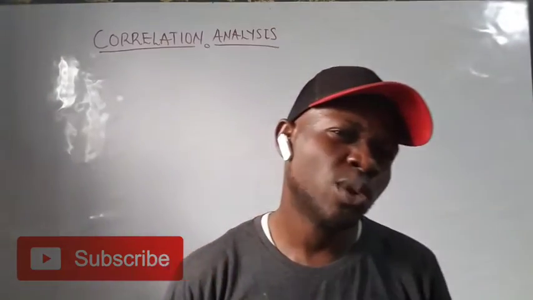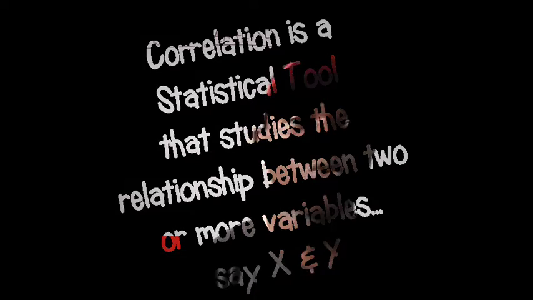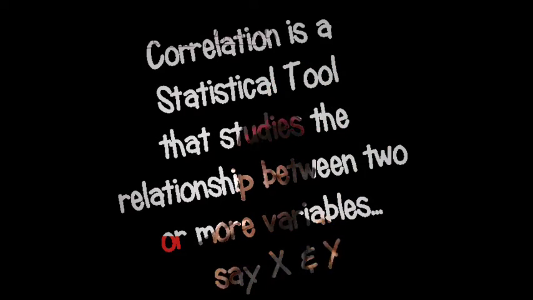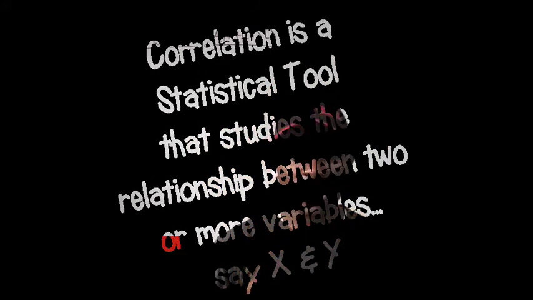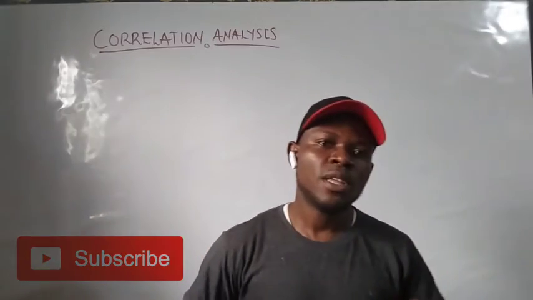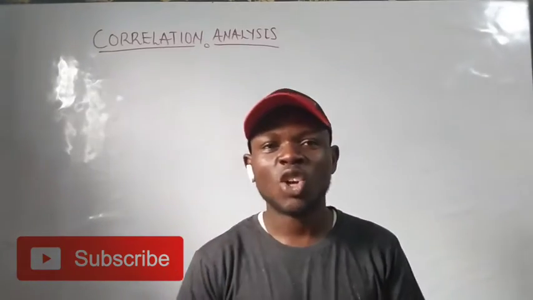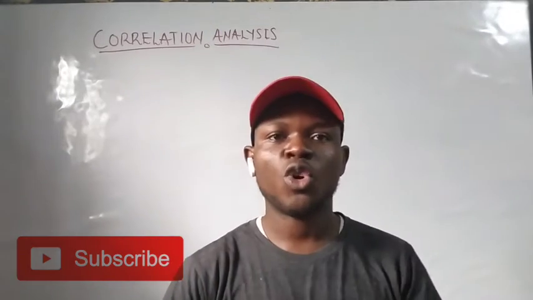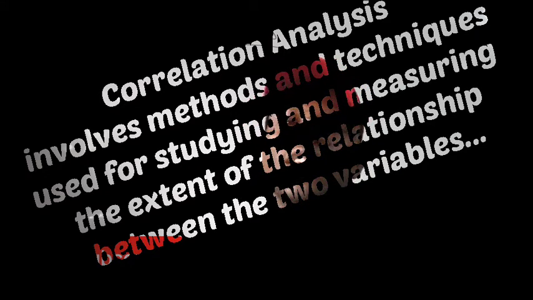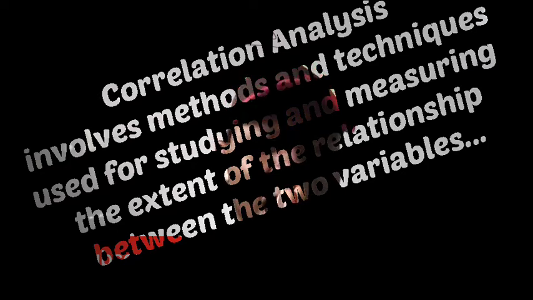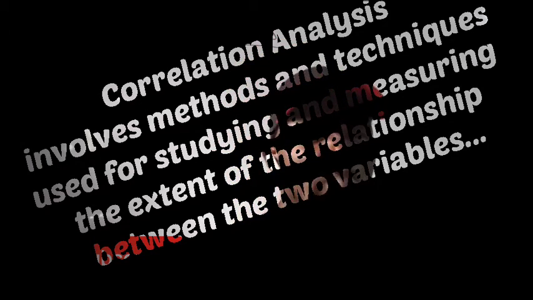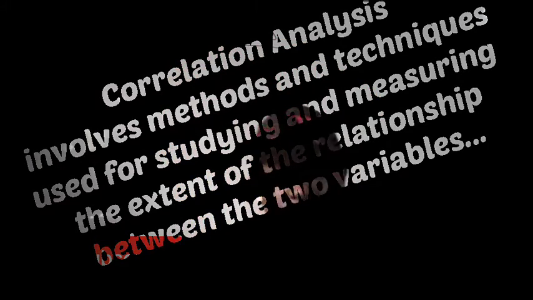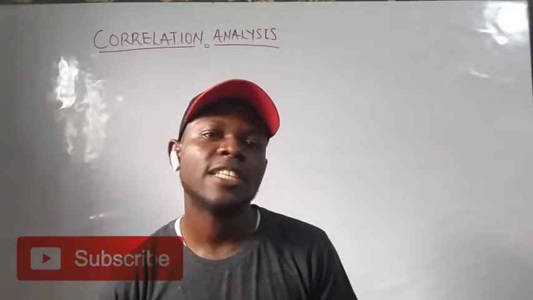So what is correlation? Correlation is a statistical tool which studies the relationship between two variables. Now I have two variables and I want to study the relationship that exists between them. Then what I try to employ is the concept of what? Correlation. But it should not be misinterpreted for correlation analysis. For correlation analysis involves what? It involves methods and techniques that are used for studying and measuring the extent of the relationship between two variables, basically. So that is what correlation is, and that's what correlation analysis is.